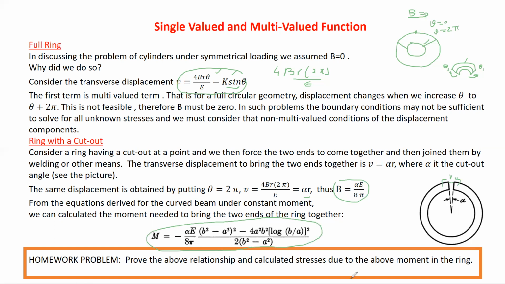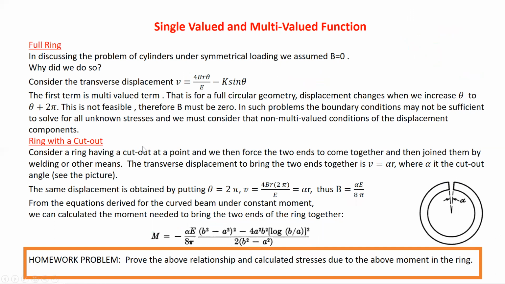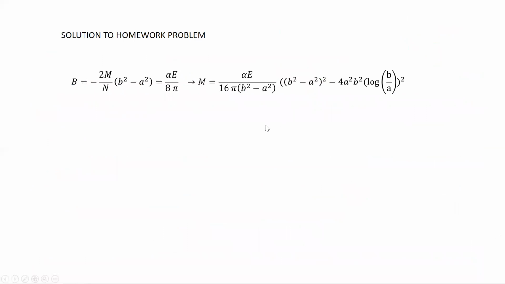We have already calculated B, which is given by this expression. And just to relax you from this homework, I put the results here. B is given by this equation from previous analysis of that curved beam. And it should be equal to alpha E over 8 pi. From there, you calculate P.